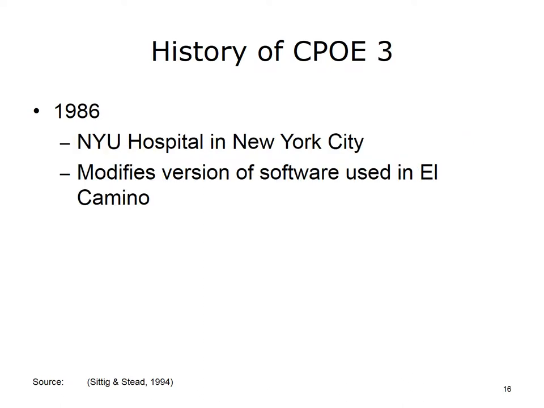Several years later, in 1986, the New York University Hospital installed an upgraded version of the MIS system originally used in El Camino Hospital. Studies of the system at NYU confirmed earlier studies demonstrating a reduction in incomplete orders and added some findings regarding faster turnaround times for pharmacy and laboratory orders.